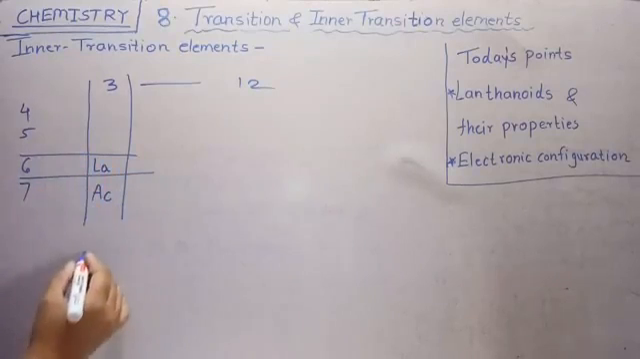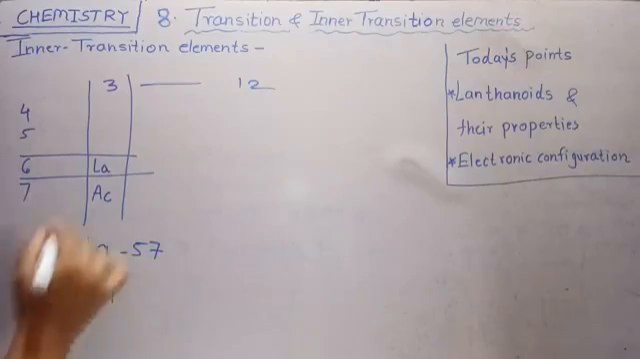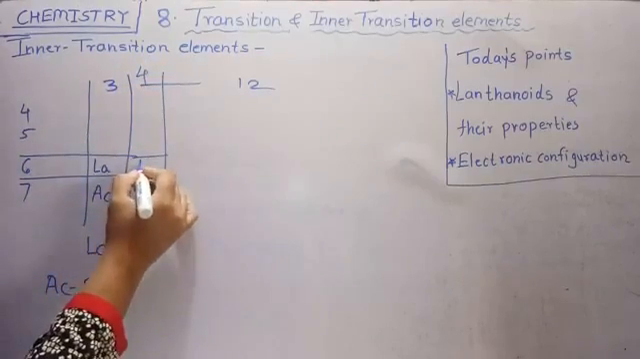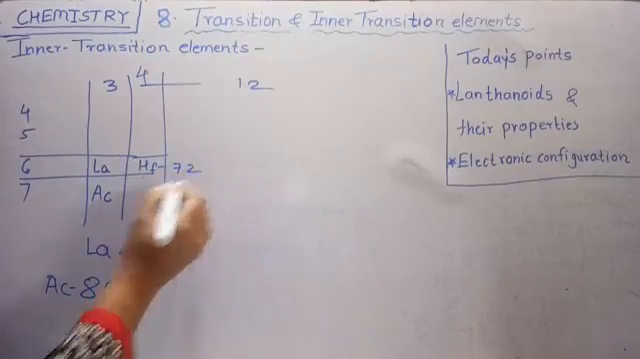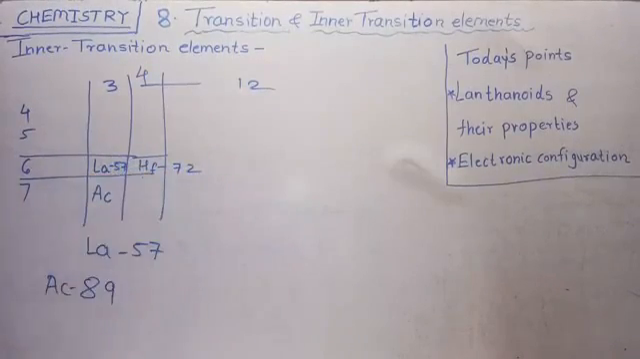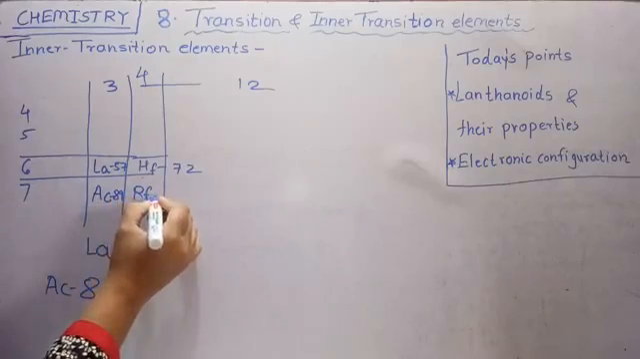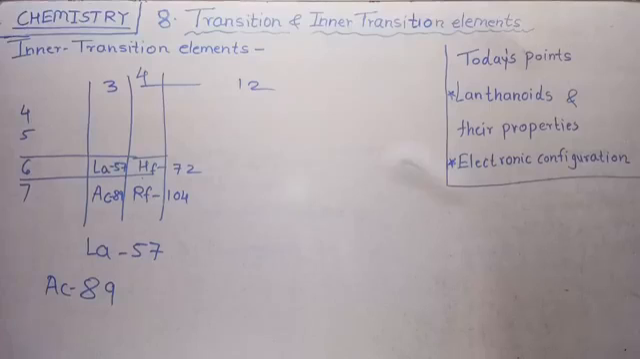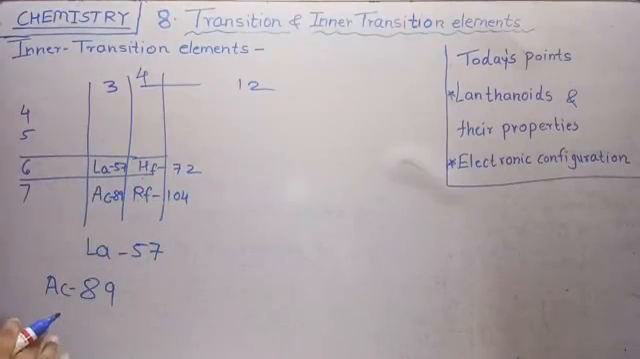Lanthanum has the atomic number 57, and actinium has the atomic number 89. Then there is group number 4. After lanthanum there is the element hafnium, which has the atomic number 72. After actinium there is the element rutherfordium, which has the atomic number 104. But after lanthanum the coming element has the atomic number 58.